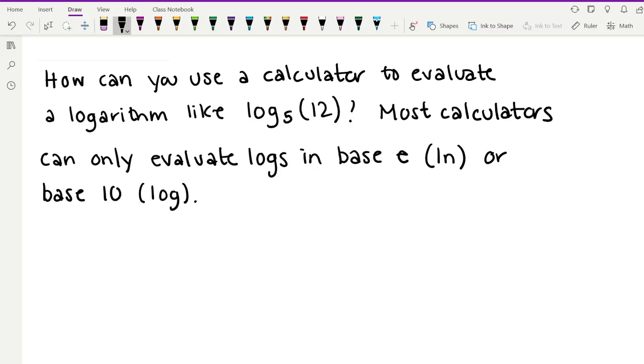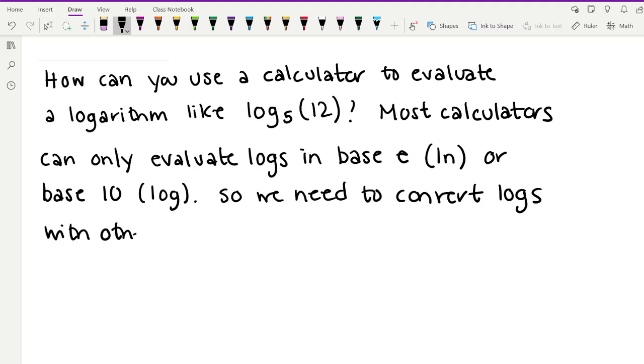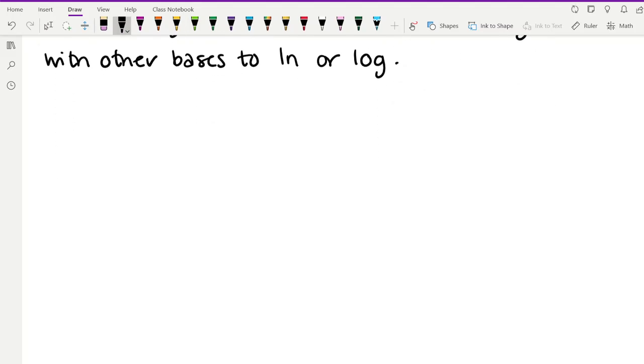If you have a scientific calculator, you might see that you have one button that says ln and one button that says log. What that means is that we need to convert logs with other bases to being written in terms of ln or log. Okay, so how are we going to do this? We're going to do this with what's called the change of base formula.